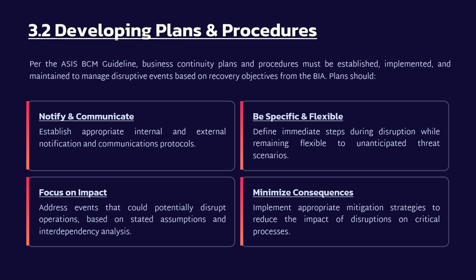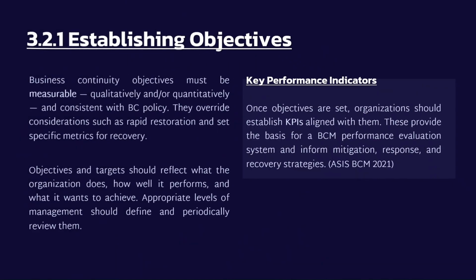Another important aspect is to focus on impact. Plans should address events that could potentially disrupt operations based on realistic assumptions and dependency analysis. Finally, continuity planning should aim to minimize consequences, implementing mitigation strategies that reduce the overall impact of disruptions on critical processes. Business continuity objectives must be clearly defined and measurable. These objectives can be qualitative or quantitative, depending on the organization's needs and the level of operational risk.